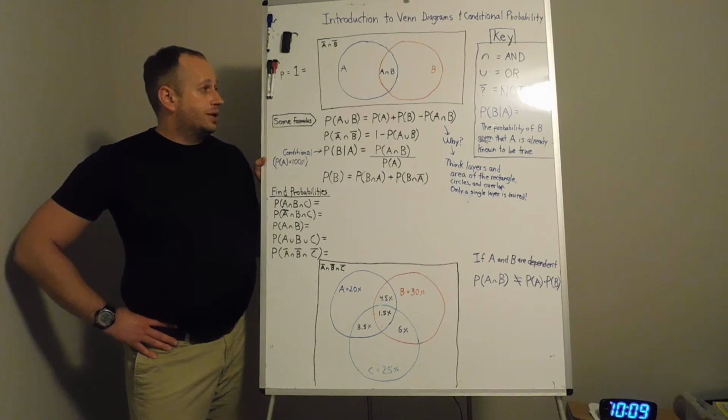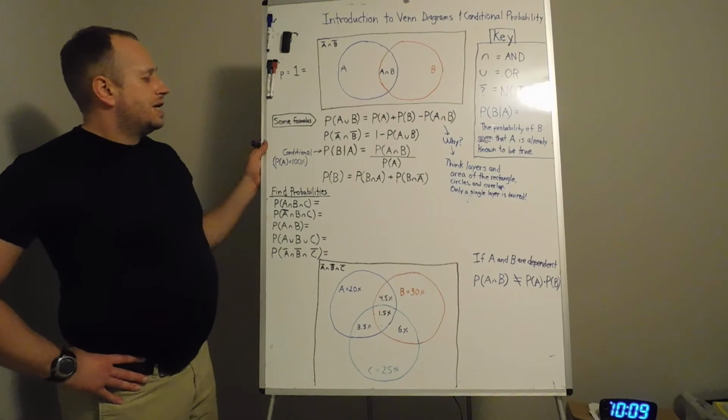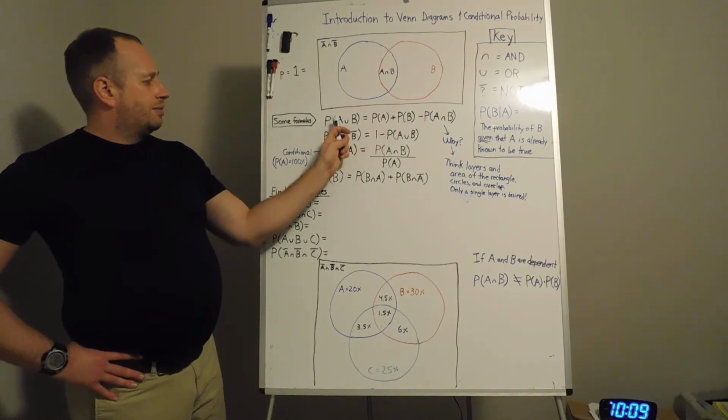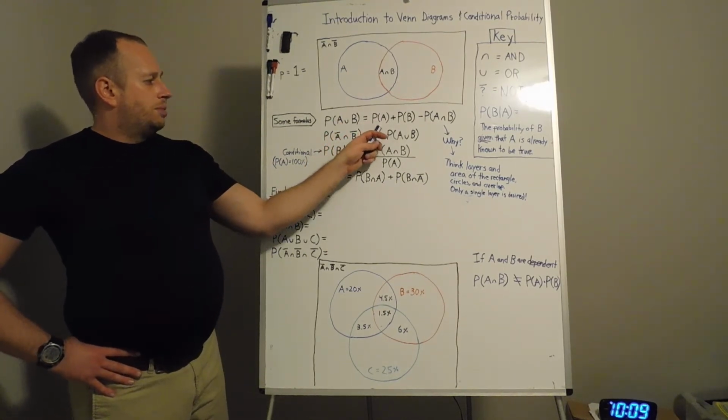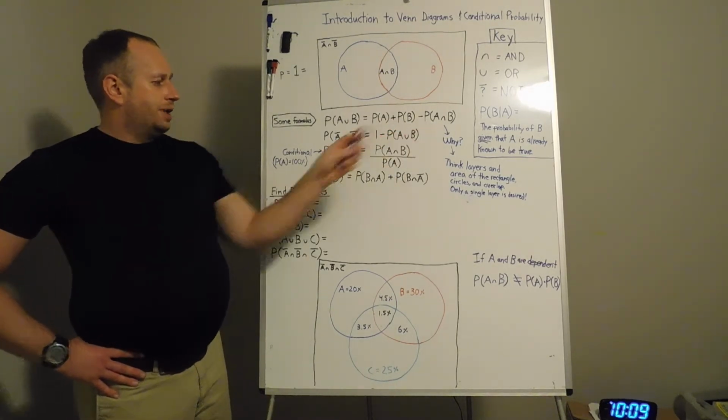Because that's two layers there. We've got to get rid of one of the layers because they're overlapping. So that is what we do here. We take the probability of A or B equals the probability of A plus the probability of B minus the probability of A and B.